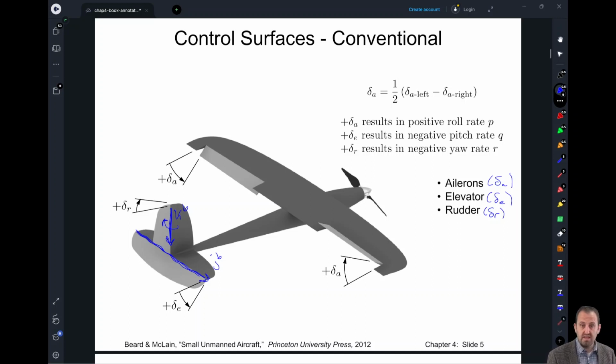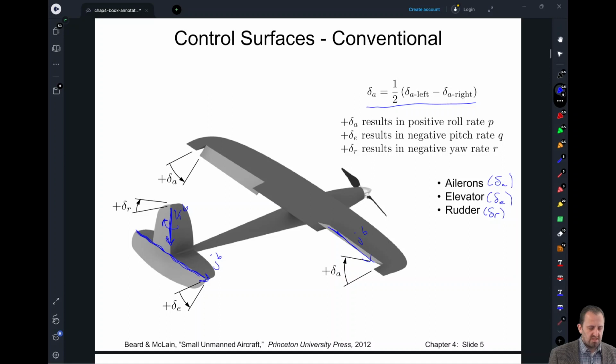It'll get hit by the air, and that'll cause the vehicle to then pitch down. And then our aileron, we're going to do a linear combination of the left and the right, as we see here. And again, the axis is going to be along JB, so going out the right wing. Okay, so we have these control surfaces.